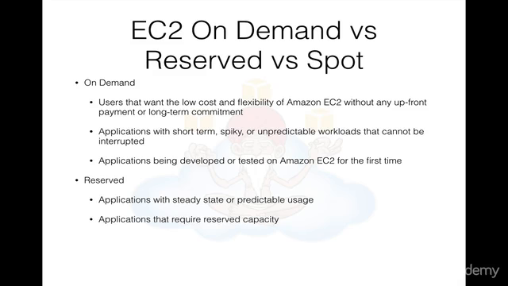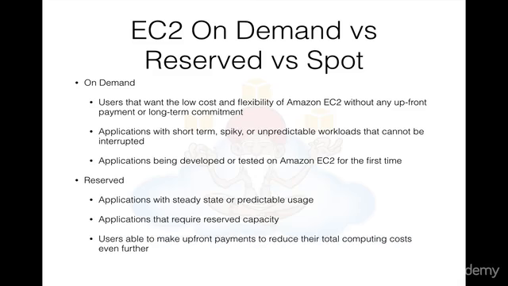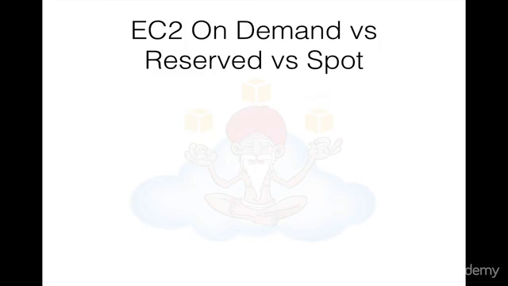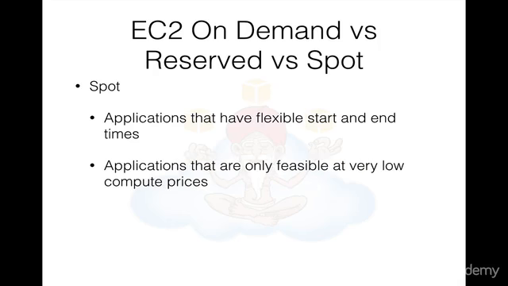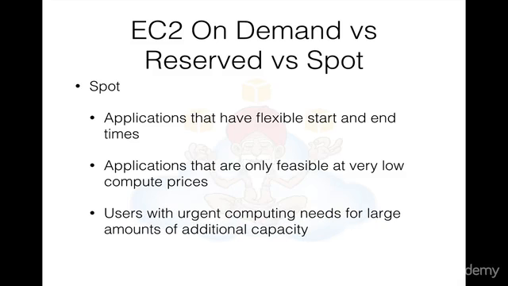So reserved is basically designed for applications with steady state or predictable usage, applications that require reserved capacity, and users are able to make upfront payments to reduce their total computing costs even further. We have a look at Spot. So Spot is basically designed for applications that have flexible start and end times, applications that are only feasible at very low compute prices, and users with urgent computing needs for large amounts of additional capacity.